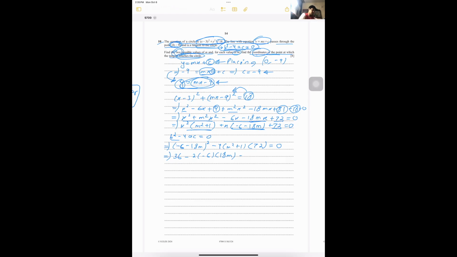4 into 72 is 288, and this is m squared plus 1 equal to 0, or 36. What will this become? This will become plus, actually. 2 into 6 into 18, 216m minus, oh, one minute, I missed one thing, I'm so sorry.